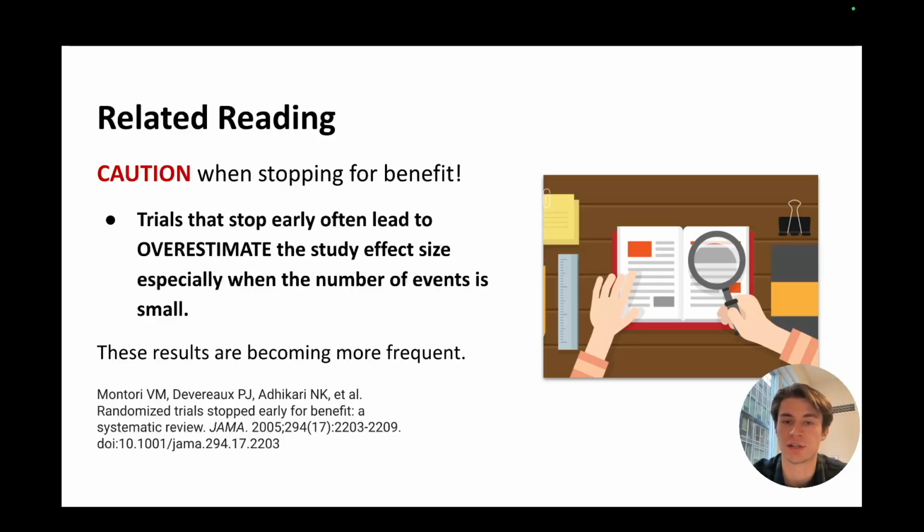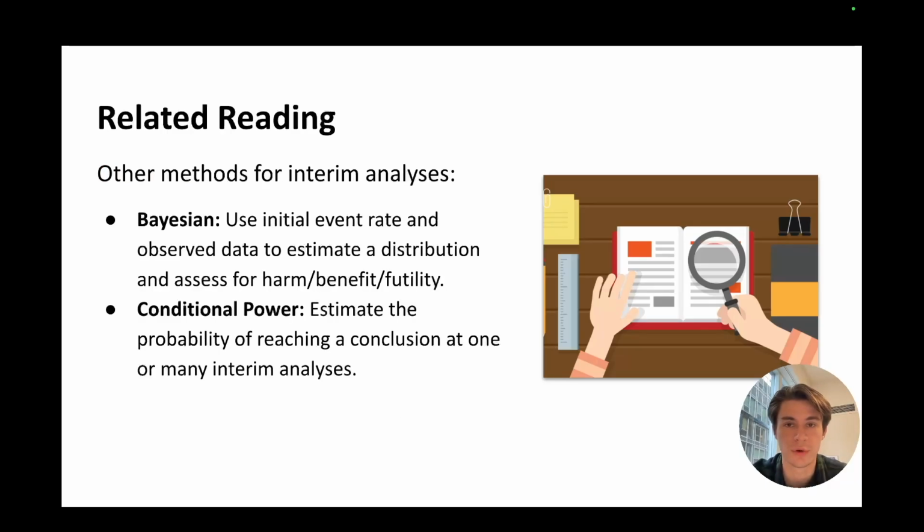And although I mentioned that the rate of trials that stop for benefit is less than 1%, the systematic review found that those results are becoming more and more frequent as time goes on. Two other points that you might want to look into are some other methods for interim analyses. The first would be using Bayesian methods, which take an initial event rate and the observed data to estimate a distribution and then assess that for harm, benefit, or futility instead. The second would be using conditional power, which estimates the probability of reaching a conclusion at one or many interim analyses. This method is often used in non-inferiority trials to make the results a bit easier to understand.